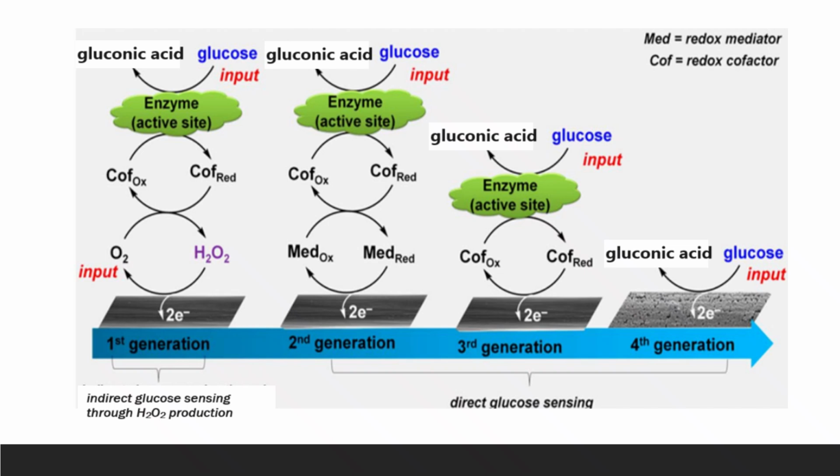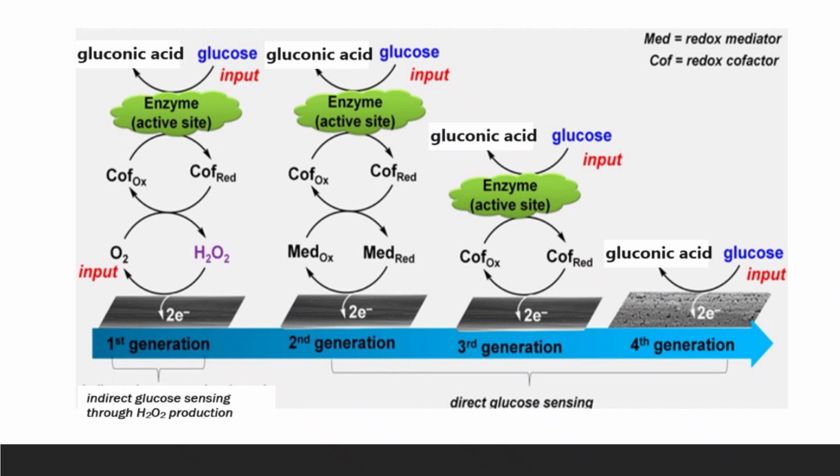This gets oxidized and oxygen gets reduced to hydrogen peroxide. So oxygen is also an input. Glucose and oxygen are the inputs. So this oxygen gets reduced to hydrogen peroxide. And this hydrogen peroxide releases the electron.